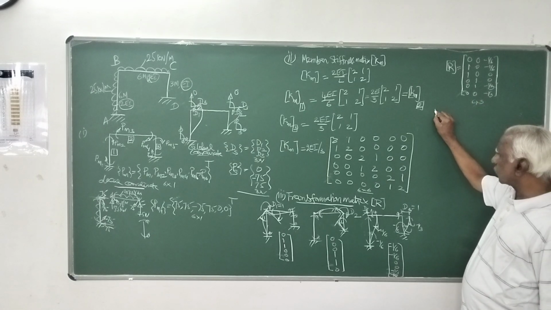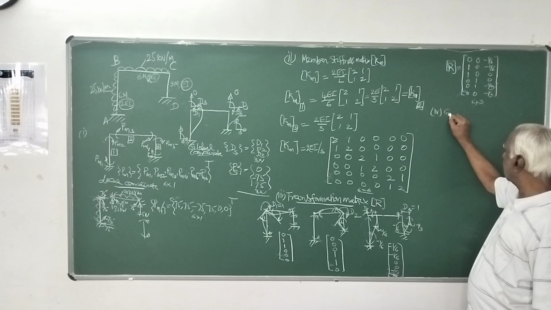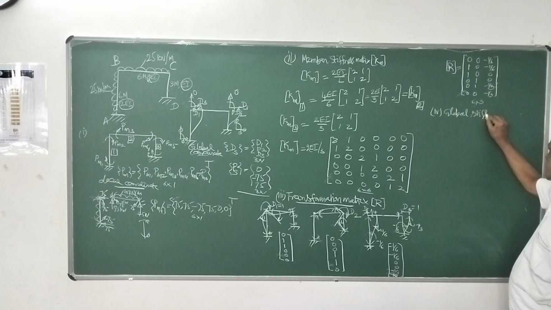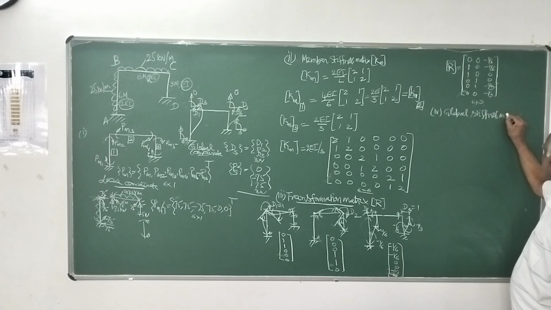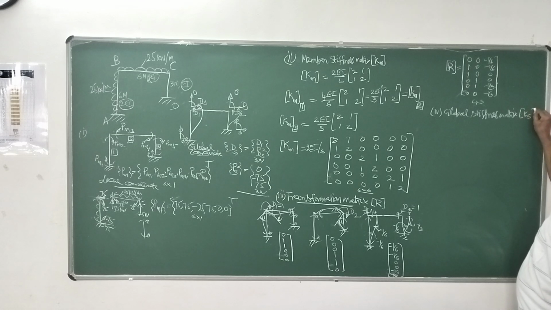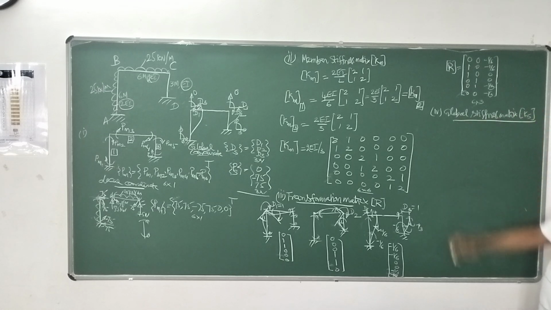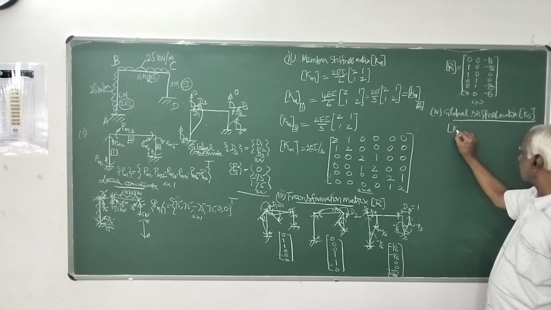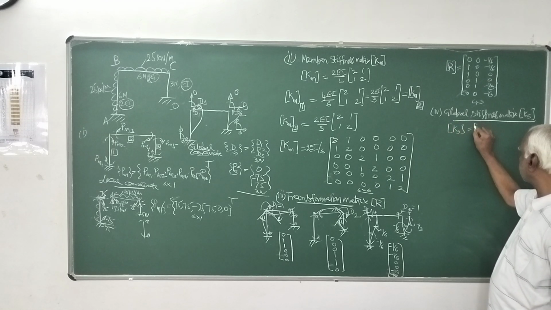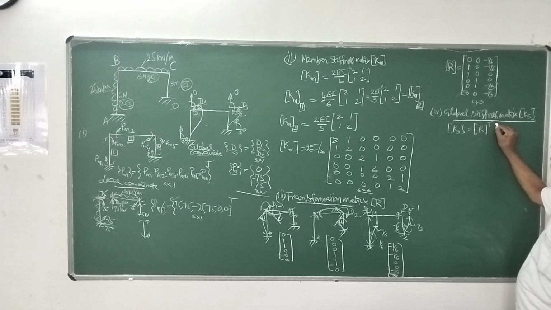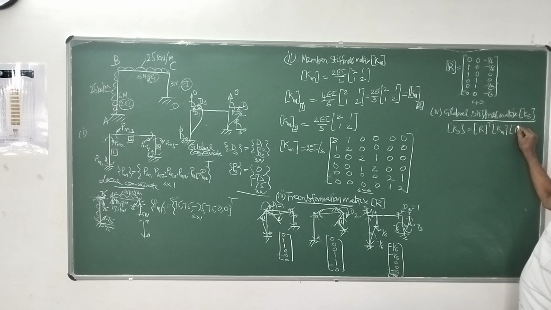Next, fourth step, global stiffness matrix, KS. You know from the principle of contragradience, KS is given by R transpose, that is transpose of rotation matrix, into Km into R.